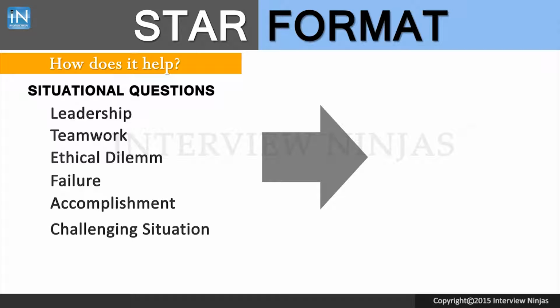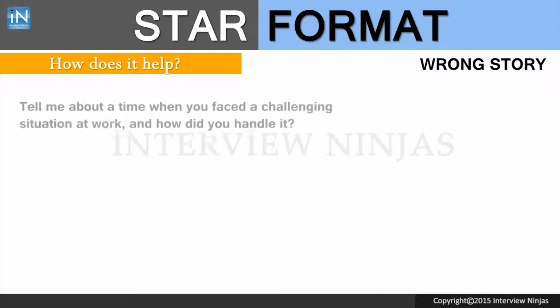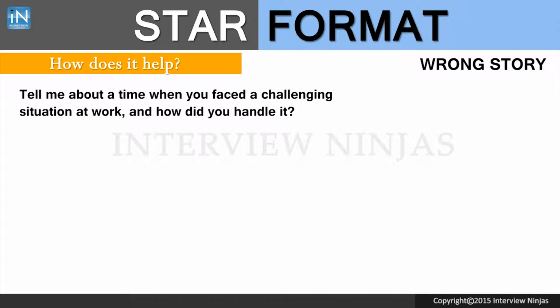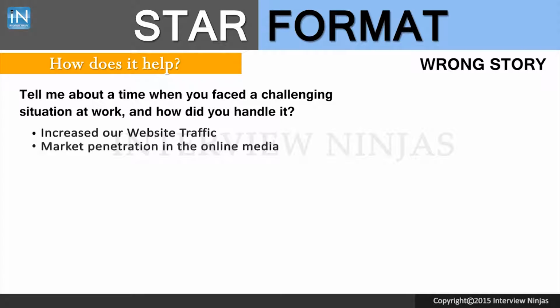So let us look at a story without the STAR format, the wrong story, and trust me, a lot of people do this and they do this a lot. So the question is, tell me about a time when you faced a challenging situation at work and how did you handle it? Well, the response is, I remember a time when I had increased our website traffic and market penetration in the online media and had a direct impact on our quarterly revenues.